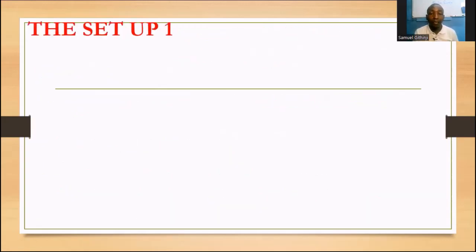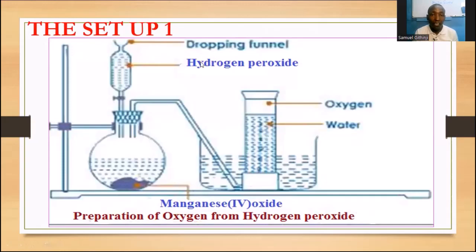Yes, we do the first setup. You can see a dropping funnel. In the dropping funnel, you place sodium peroxide. In the round bottomed flask, we place the catalyst, manganese 4 oxide. Then of course the gas comes out and it's collected over water. Why over water? Oxygen is slightly soluble in water. In this case, I do not require it dry.